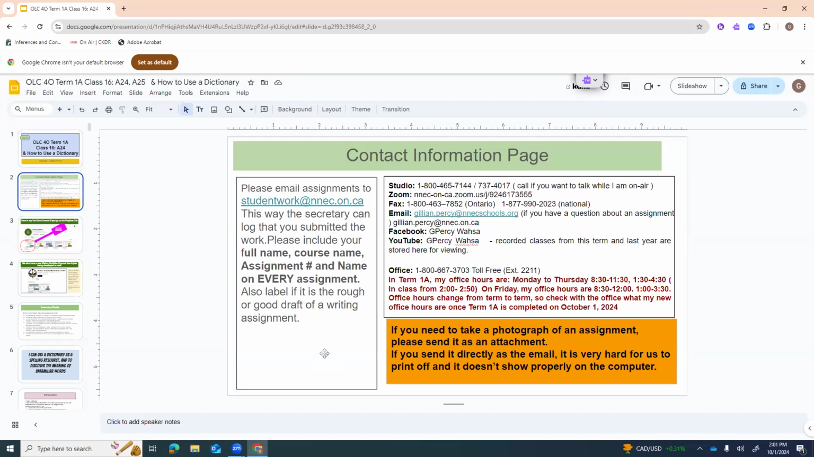Also important is please label the rough and the good draft of any writing assignment that asks for it. Now, not every assignment asks for it, right? But the major things where you're talking about essays and stuff like today, it's going to ask for it, and you need to include both of them and label it so I know which is which.